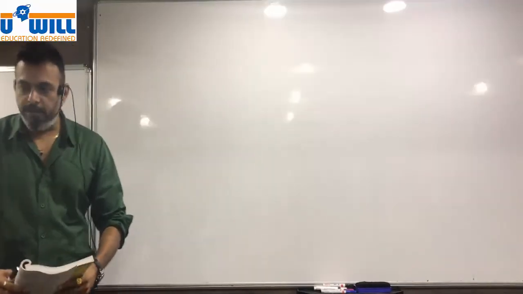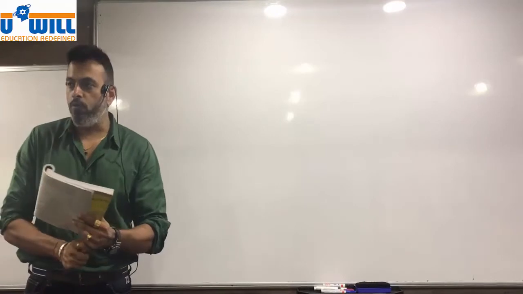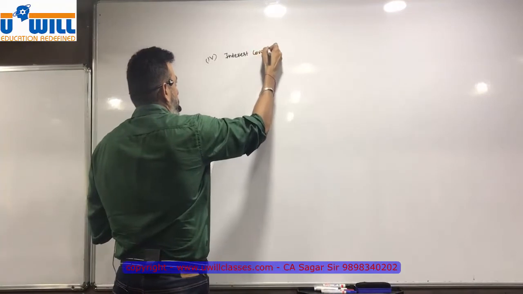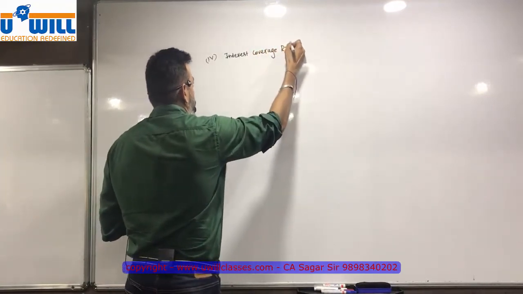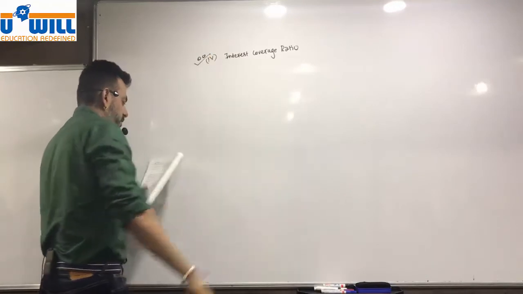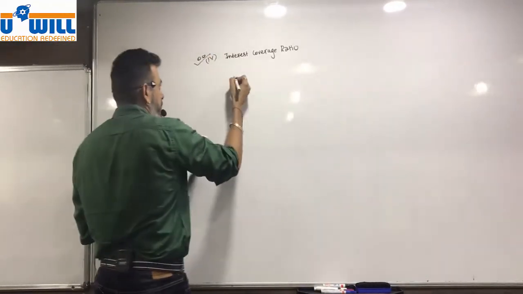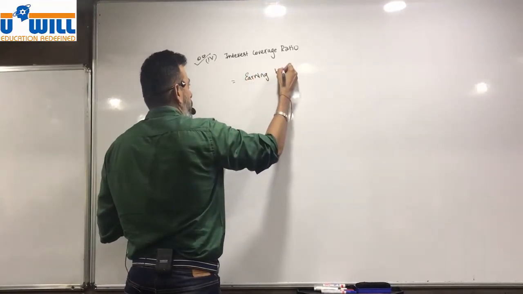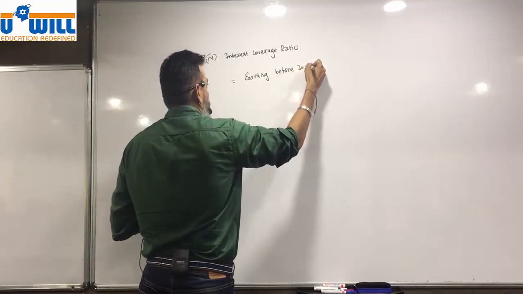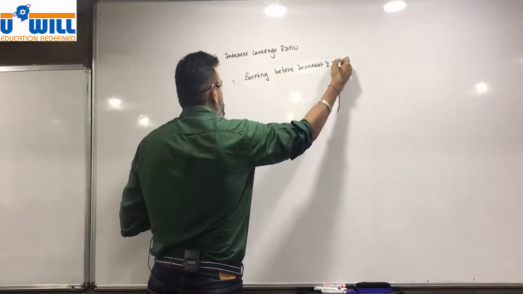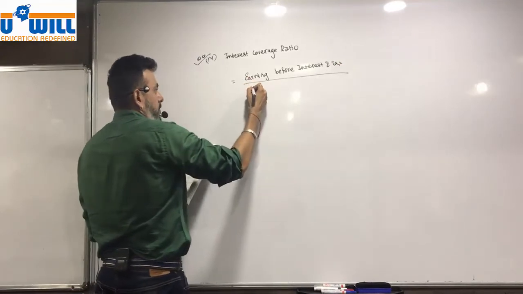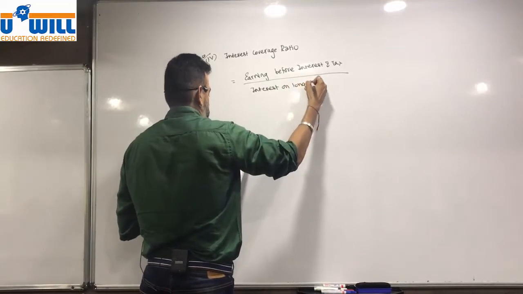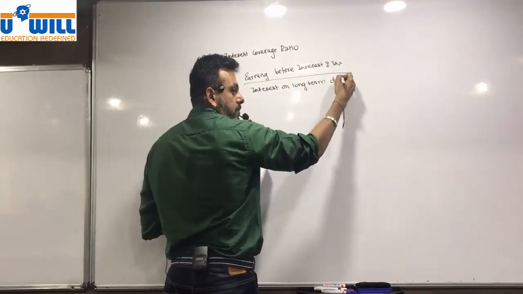The fourth ratio in our category of solvency ratio: interest coverage ratio. It's a new ratio introduced in your syllabus. It's important. Now the formula is earnings before interest and tax upon interest on long term debt.